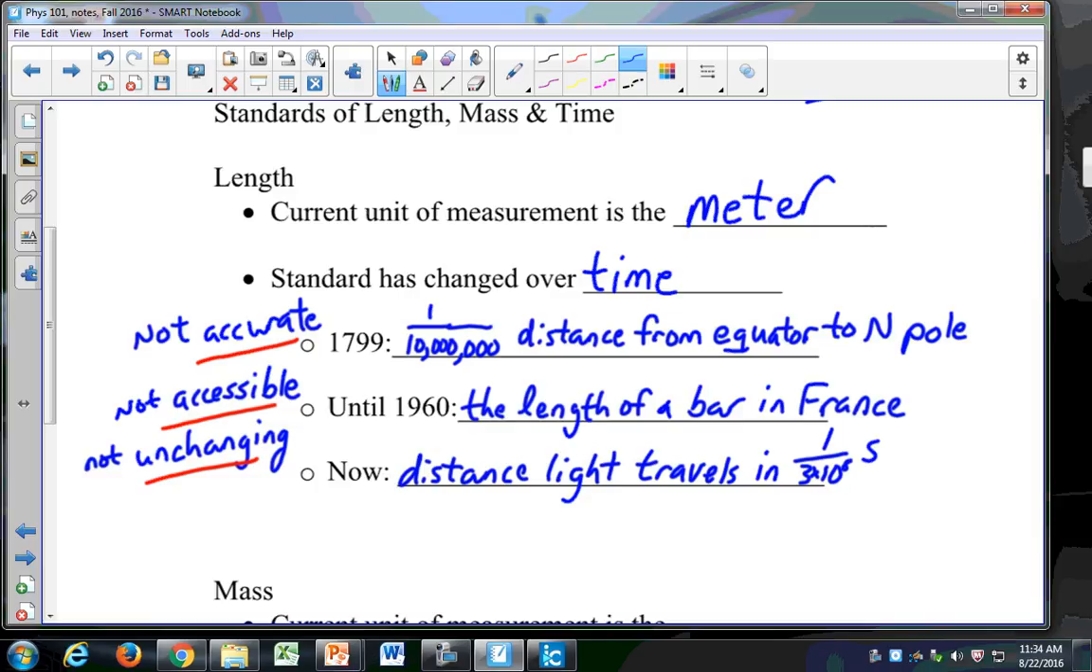Okay? This standard, it is very accurate because we can measure the speed of light to great accuracy. So therefore, we can measure the meter to great accuracy. It is accessible. Everybody here could measure the speed of light. It's not hard at all.